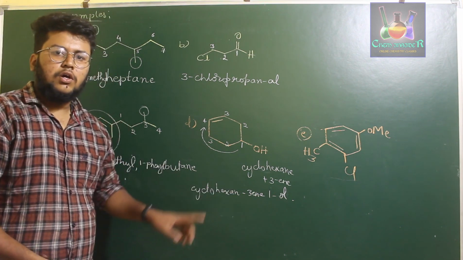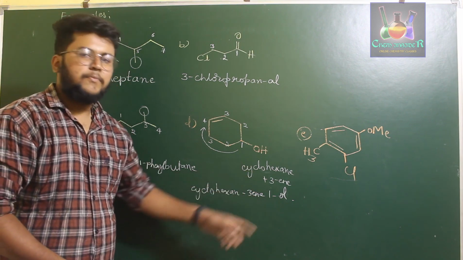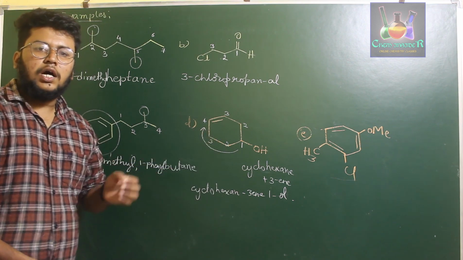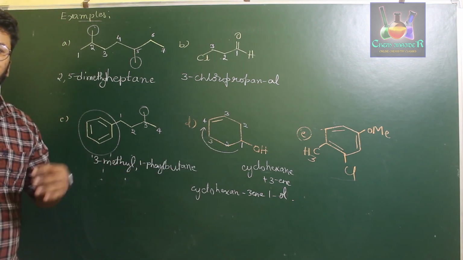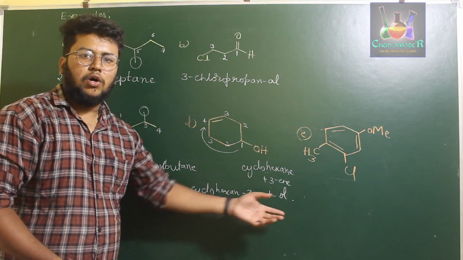Cyclohexane 3-en-1-ol. Alcohol is considered as the principal functional group, therefore it is a suffix. And further, if you consider this as a subordinate functional group also, alkenes or alkanes always come under the suffix itself. Therefore this is cyclohexane 3-en-1-ol.